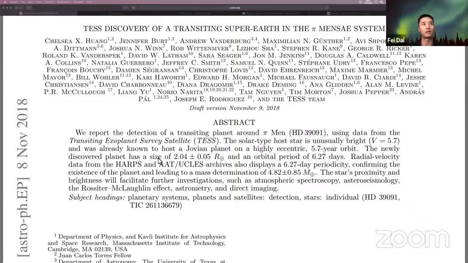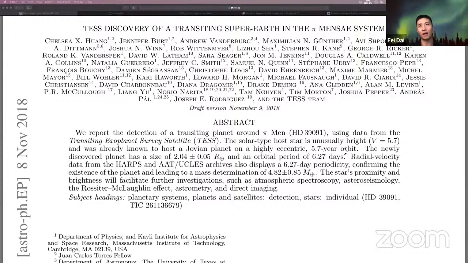All right, this system actually had a known planet before from radial velocity measurements, which is a giant planet on an eccentric orbit, with an orbital period of 5.7 years. So this is a system with a planet very much like our Jupiter.